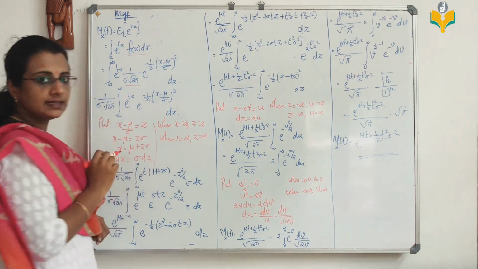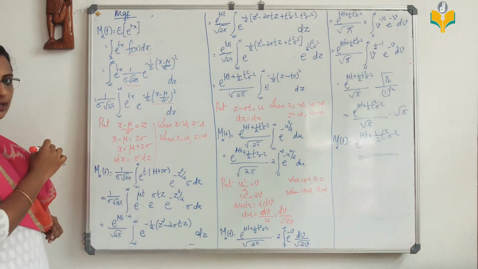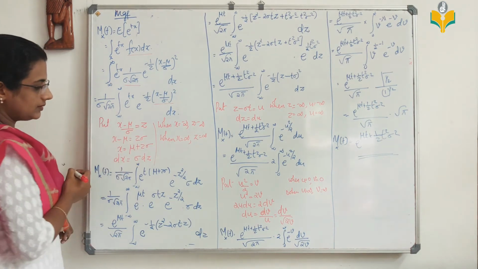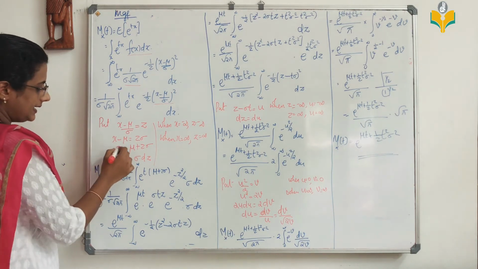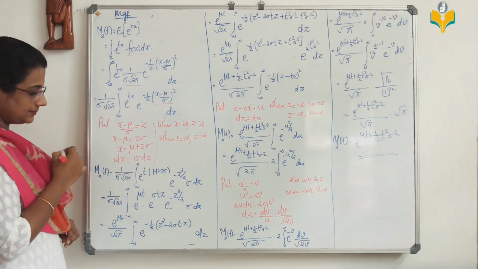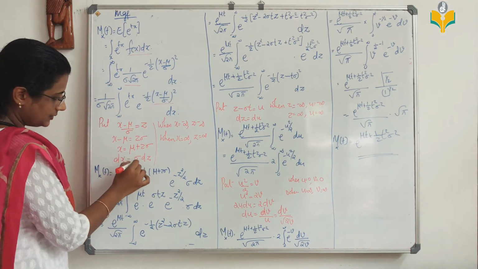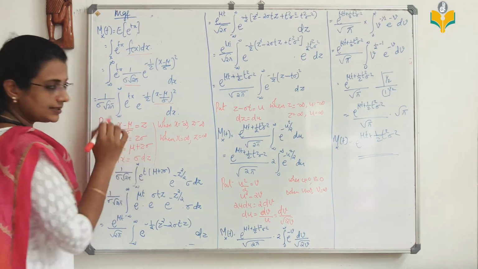Now we want to substitute x minus mu by sigma as z. That is, x minus mu by sigma equal to z. x minus mu will be equal to z sigma. x will be equal to mu plus z sigma. And we have to find the derivative, that is dx equal to, mu is a constant so its derivative will be 0, sigma dz.